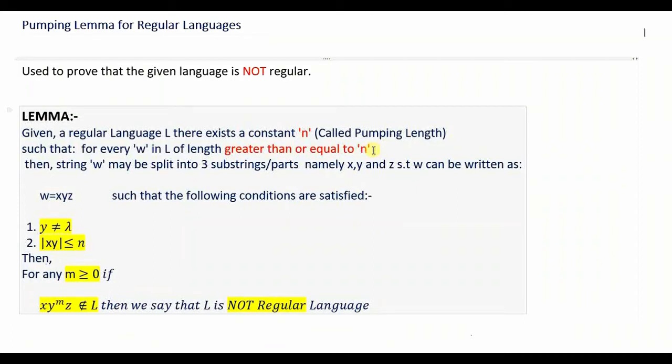So for every string w in that language with length greater than or equal to n, this string w may be split into 3 substrings or 3 parts, namely x, y, z, such that w can be rewritten as w equals xyz, and the following conditions should be satisfied. 1. y should not be null. The substring y should not be null.